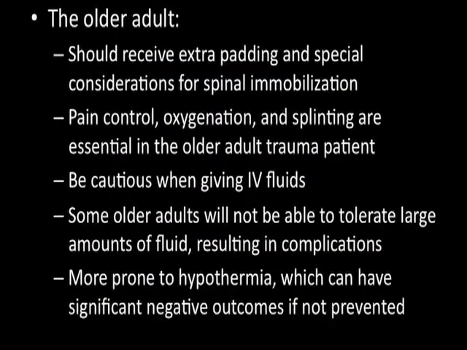The older adult should receive extra padding and special considerations for spinal immobilization. Pain control, oxygenation, and splinting are essential in the older adult trauma patient. Be cautious when giving IV fluids. Some older adults will not be able to tolerate large amounts of fluid, resulting in complications. Older adults are more prone to hypothermia, which can have significant negative outcomes if not prevented.